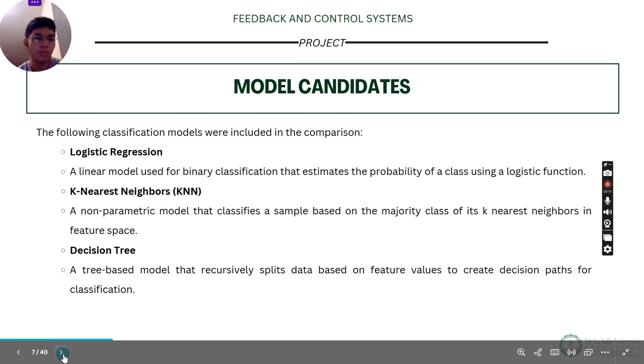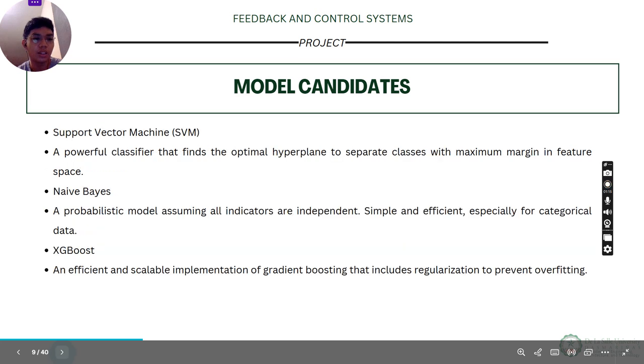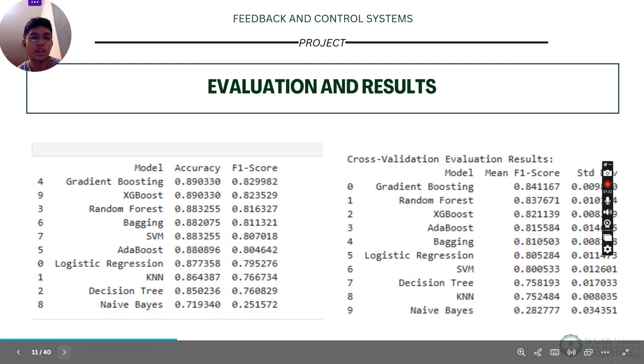Here are the model candidates. I chose 10 as required, and these are the measurables that will be shown soon, like accuracy, F1 score, and here are the results of the evaluation of the models.